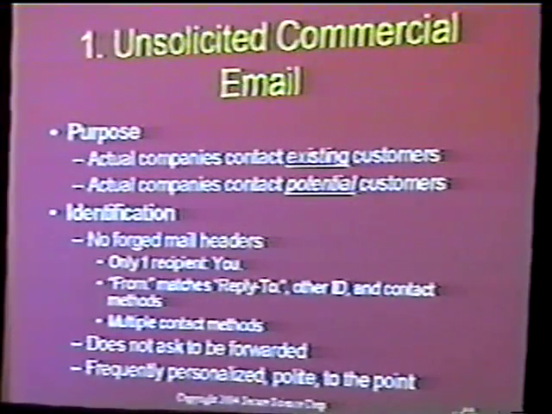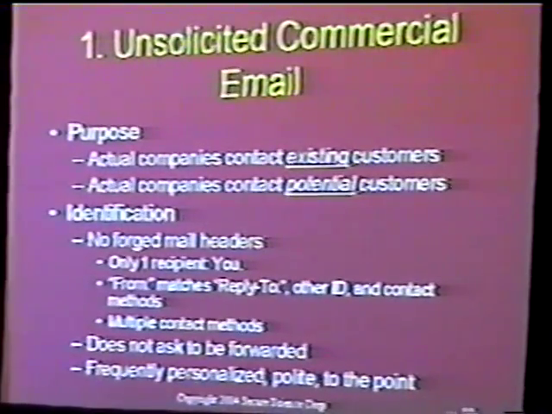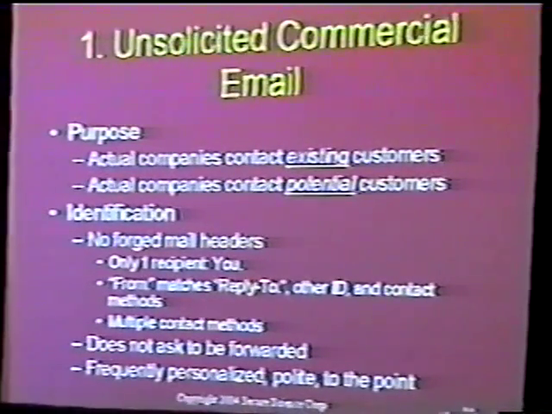Things like unsolicited commercial email. This is the easiest type of spam to identify because it's an actual customer trying to contact existing or potential customers. So how do you identify them? Well, there's no forged mail headers because a real company has nothing to hide. There's only one recipient, and that's you, because a real company doesn't want their customers to know who their other customers are. The from address will match the reply to address, other identifiers in the header, as well as the contact methods. And there'll be multiple contact methods, by email, by web, by street address, by phone.